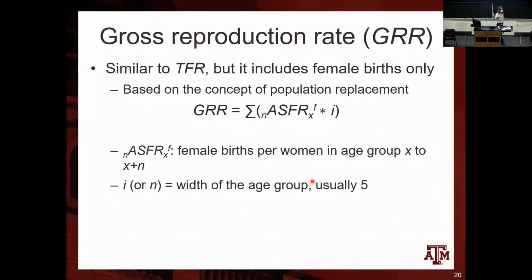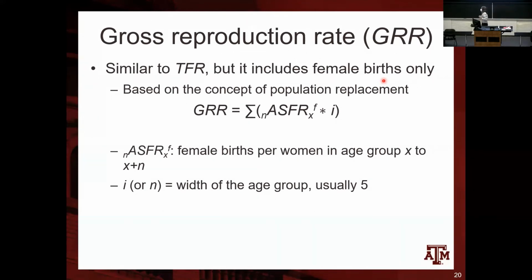When we are talking about reproduction rate, both the denominator and the numerator, we are just talking about women. Women in the denominator having the baby daughters in the numerator. So for reproduction rate, we are including only female births in the numerator. And that's related to this concept of population replacement.